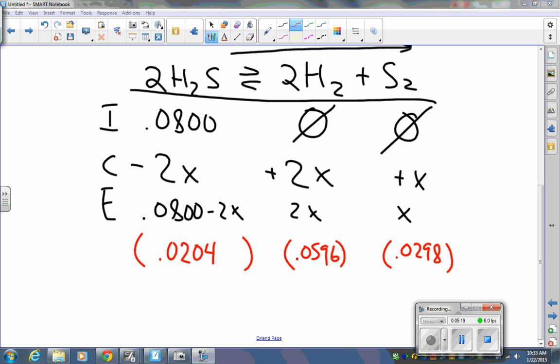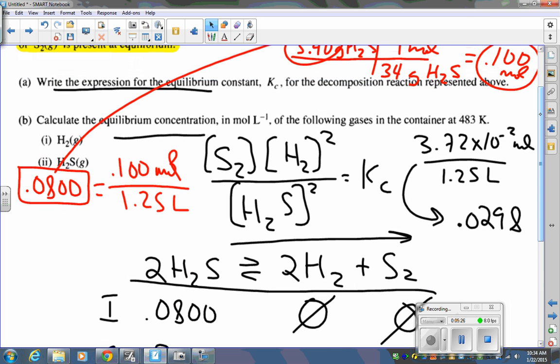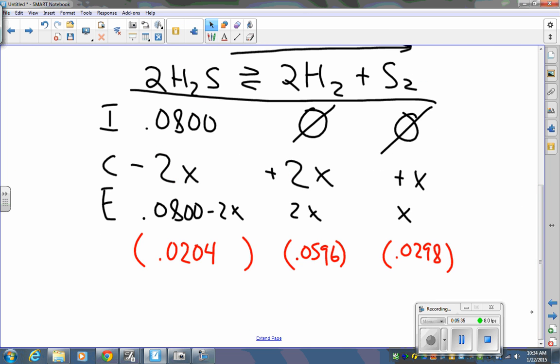So now what I've done is I found all my equilibrium values. If you look at the problem, part 2 of the problem was they want you to calculate the equilibrium concentration of H2 and H2S. So my answers for that on the exam would be that molarity right there and that molarity there.